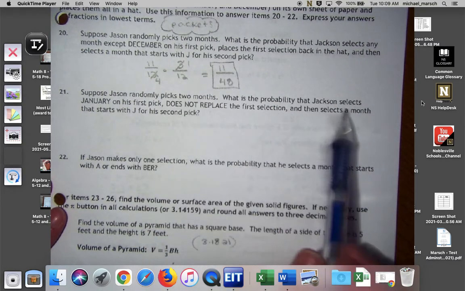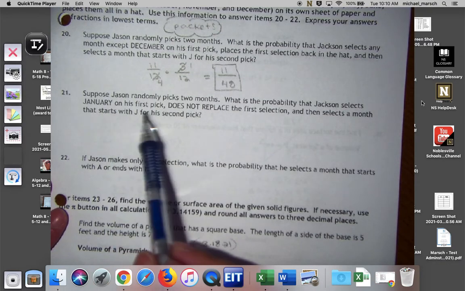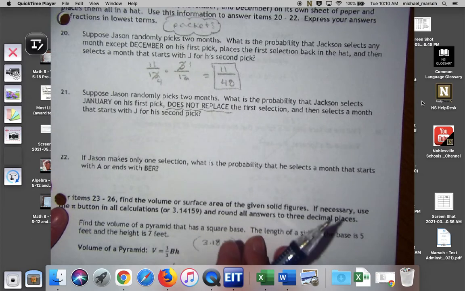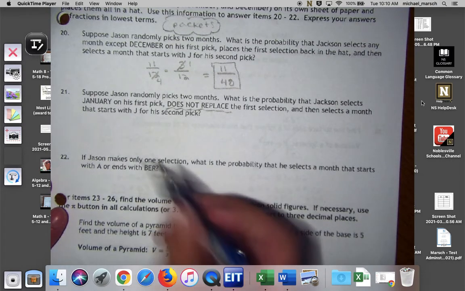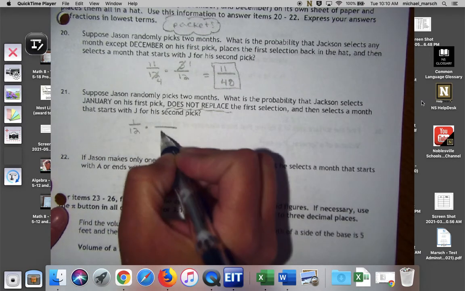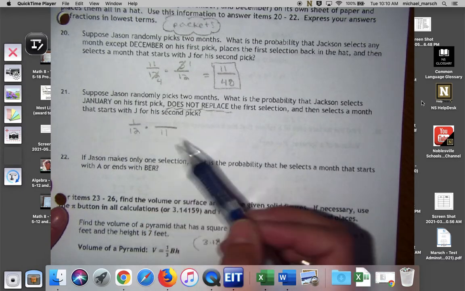Suppose Jason picks 2 months. What if he selects January on his first pick, does not replace, and then selects a month that starts with J for his second pick? All right, so January is 1 out of 12.